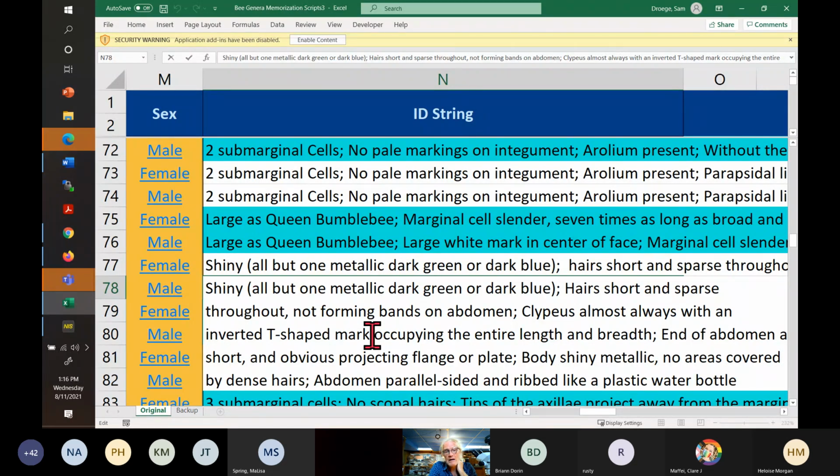And then the hind legs are swollen, and that's often a character. Again, we're going to look at that. That separates out the species. Other species of bees, of course, have swollen femurs too. So let's get into it now.